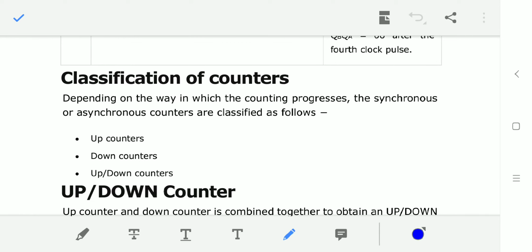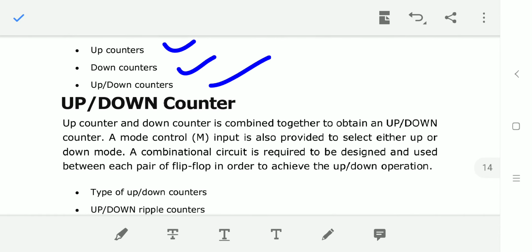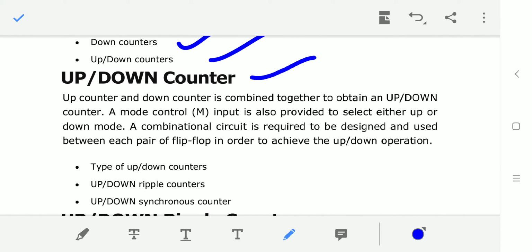Now the classifications of counter. Depending on the way in which the counting progresses, the synchronous or asynchronous counters are classified as follows: up counters, down counters, or up down counters. Next is up down counter. Up counter and down counter is combined together to obtain an up down counter. A mode control M input is also provided to select either up or down mode.